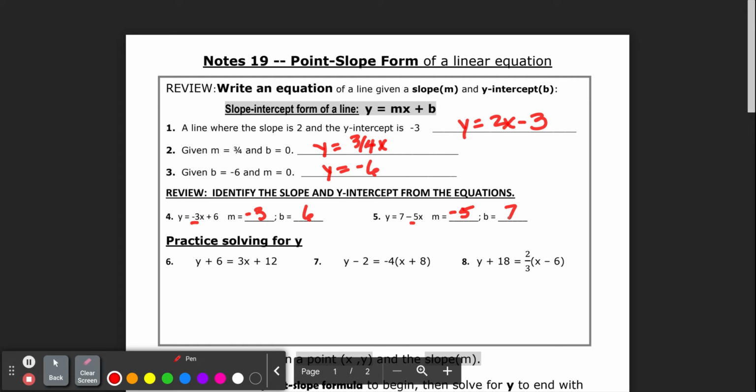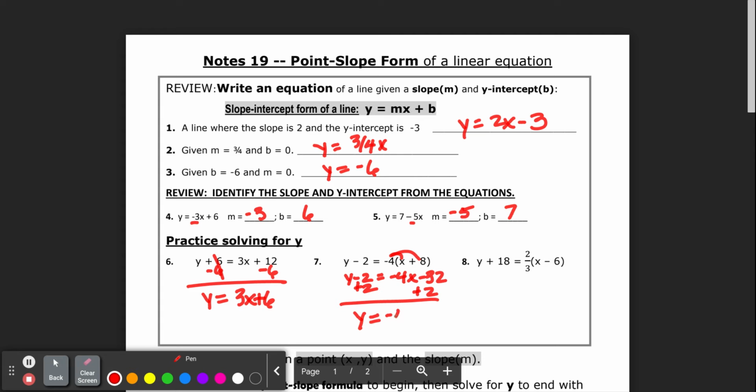So what we would do to get y by itself is to subtract 6 from both sides. So your final answer would be y is equal to 3x plus 6. Over here, we're going to have to distribute. So we're going to have y minus 2 equals negative 4x minus 32. Then we're going to add 2 to both sides. So you get y equals negative 4x minus 30.